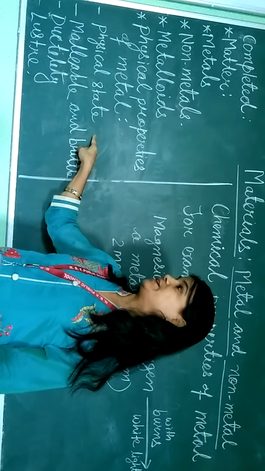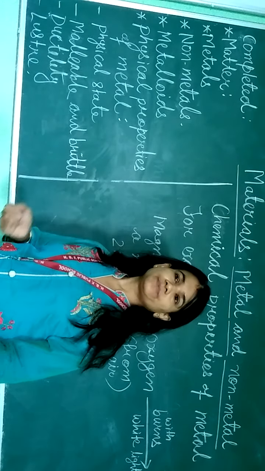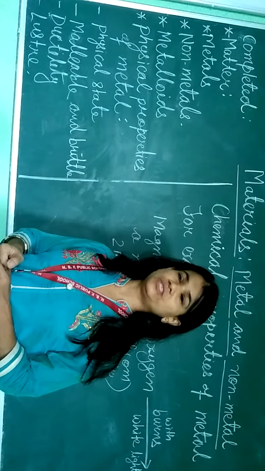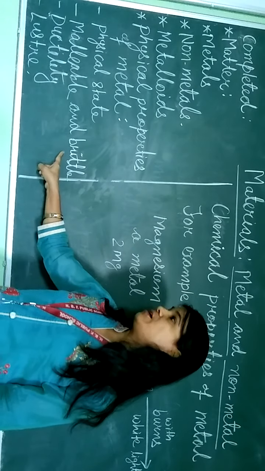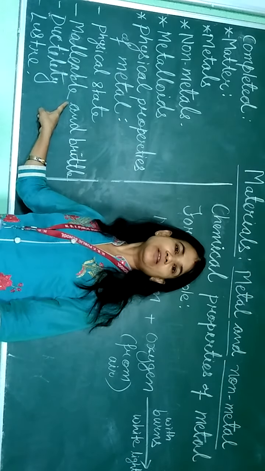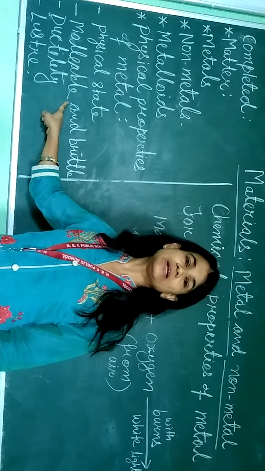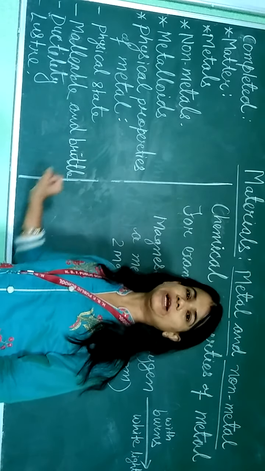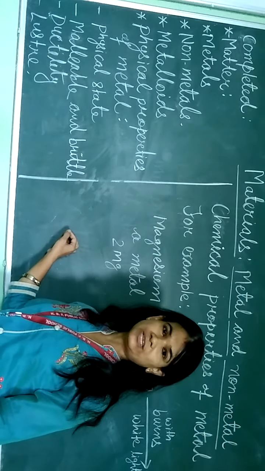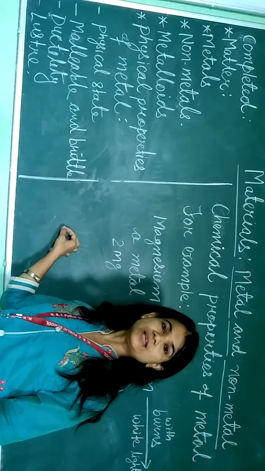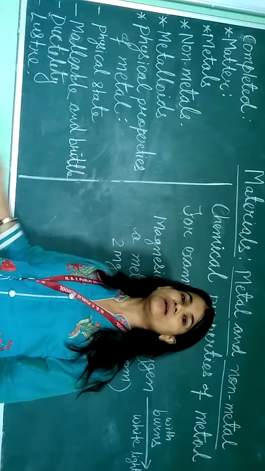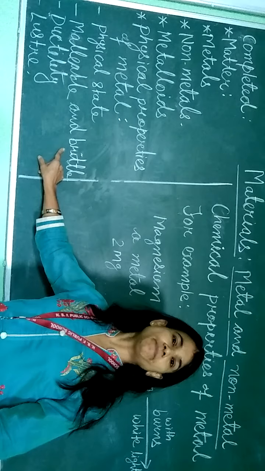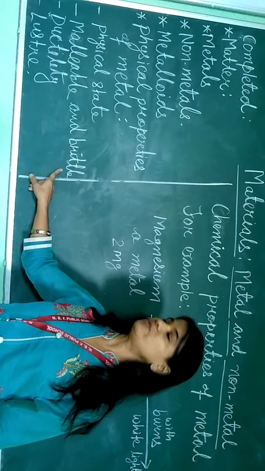The physical state means appearance. Metals are hard in nature and non-metals are soft in nature. Then malleable and brittle. Metals are malleable in nature. When you hit metals with a hammer, they convert into thin sheets. It means they spread into sheets. But non-metals, after getting heat or a hammer, do not spread into sheets. They break down into small pieces. This is known as brittle.